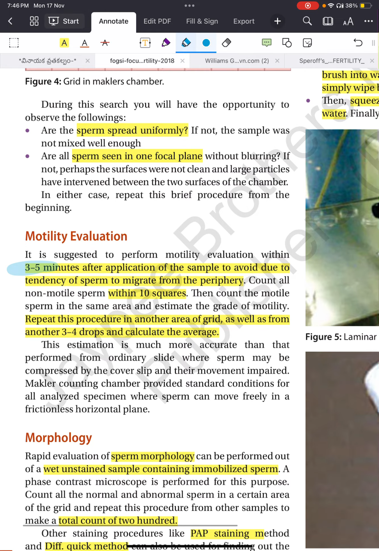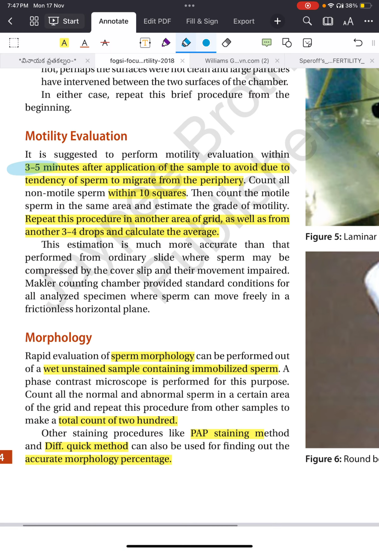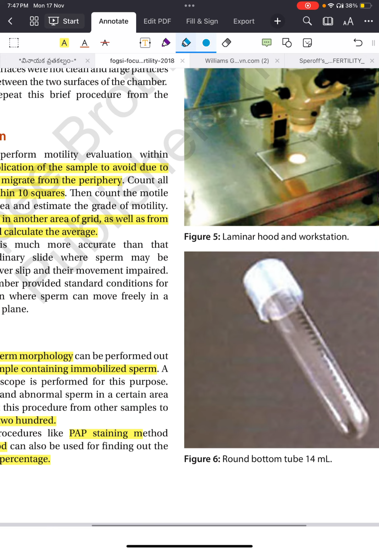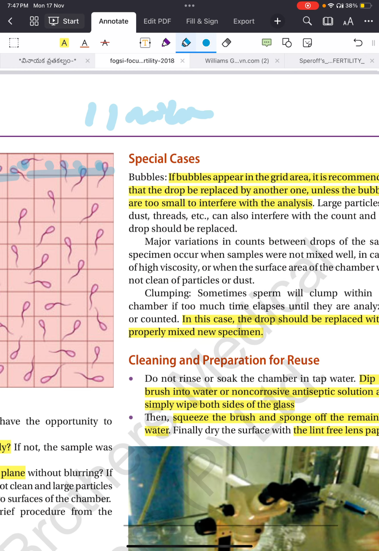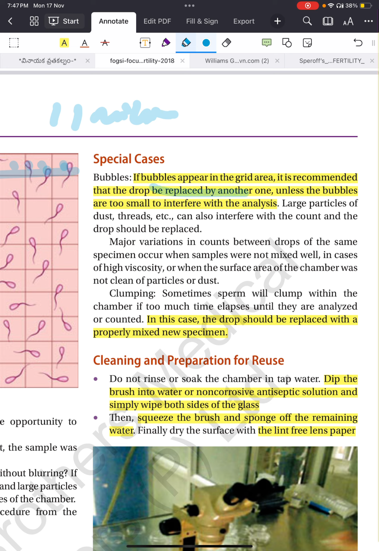Coming to morphology, we'll use a wet unstained sample containing immobilized sperms. After counting 200 sperms, we'll see the morphology by the Pap staining method or the differential quick method. Special cases: after placing in the grid, if there are bubbles, then the drop is replaced by another one, unless the bubbles are too small to interfere with the analysis. In this case, the drop should be replaced with a properly mixed new specimen.